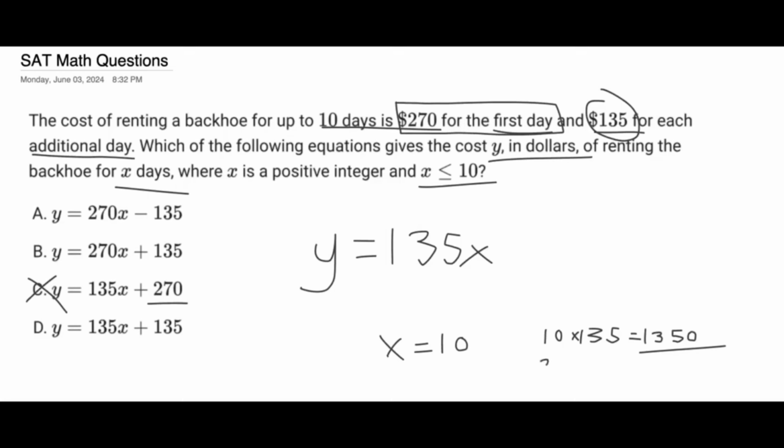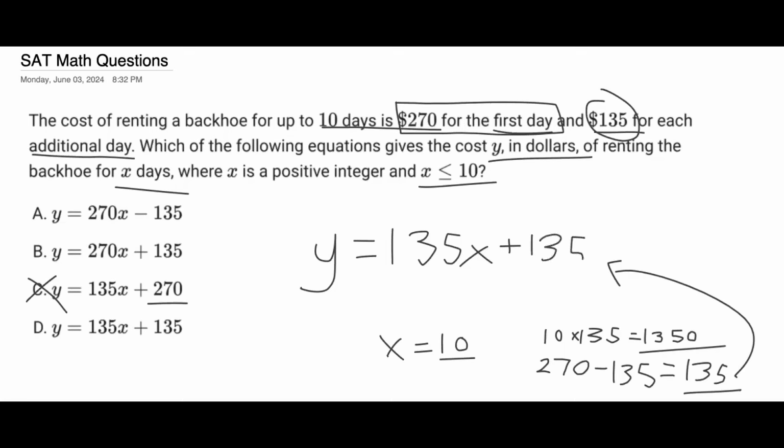So if you think about it, if it's $270 for the first day, when we accounted for the 10 in our rule, we only paid $135. So in reality, we only paid $135 of our intended 270. So we can do 270 minus 135, and that gets us 135. And so we know that this is the unpaid amount, and so we need to add this to the end of our rule. So it's 135x plus 135. And so our answer is choice D.